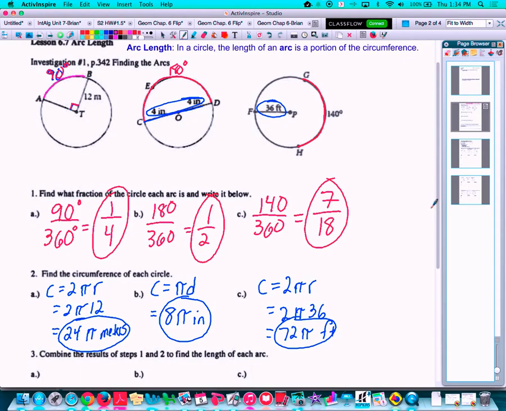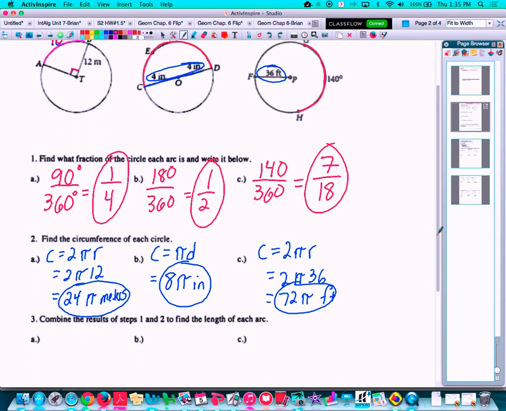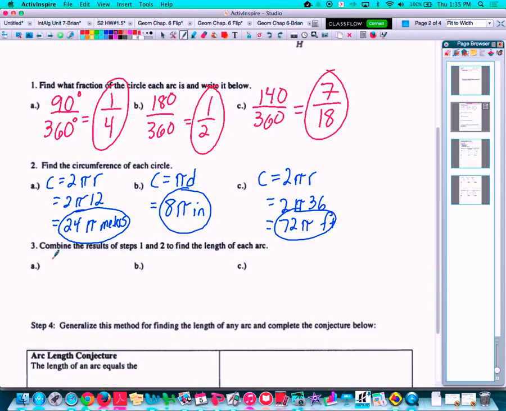So we want 1/4 of 24 pi. So you can either divide 24 by 4 or take 1/4 times 24 pi. And if you're multiplying fractions, then that would be 24 pi over 4. 1/4 of 24 is 6 pi. So 6 pi meters. All right. Now at this point, since we're finished, I'll give you a decimal approximation as well. So that's about 18.8 meters.